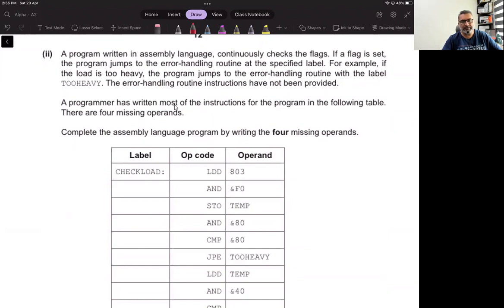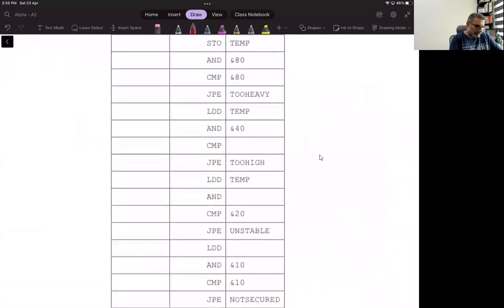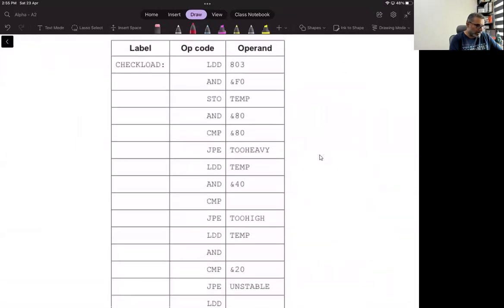A programmer has written most of the instructions for the program in the following table. There are 4 missing operands. Remember what operands are? Operands are the values on which we act. Complete the assembly language program by writing these four missing operands. So load 803 and F0, it sets 803 to all ones in the most significant bits.